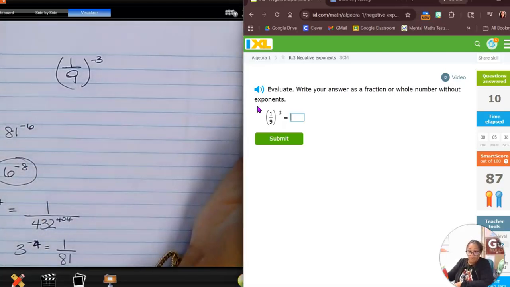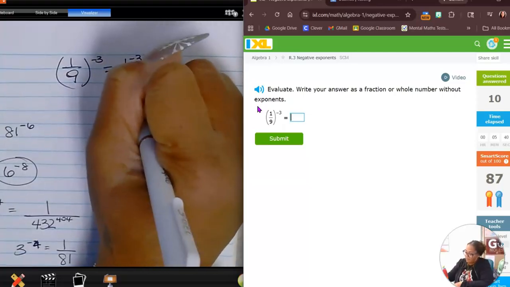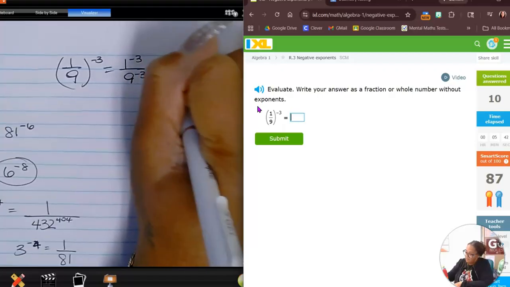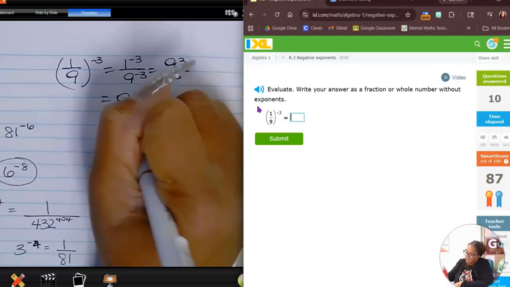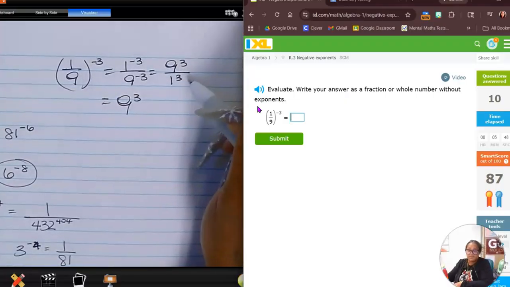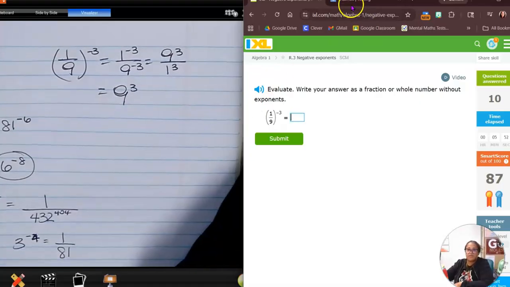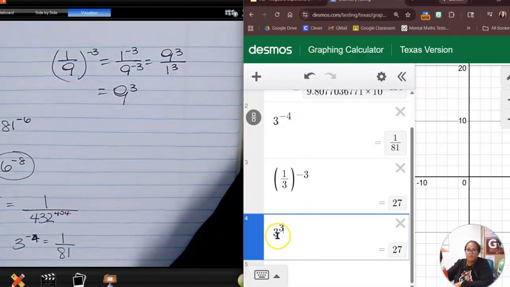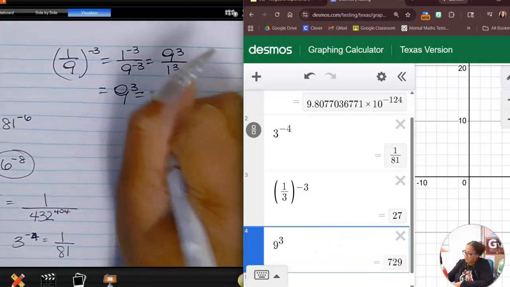To the negative third power. Everything gets a negative third power. Then flip them. 9 to the third power over 1 to the third power just becomes 9 to the third power, because 1 times itself times itself is still 1. So then 9 to the third power. Change your base. And you get 729.